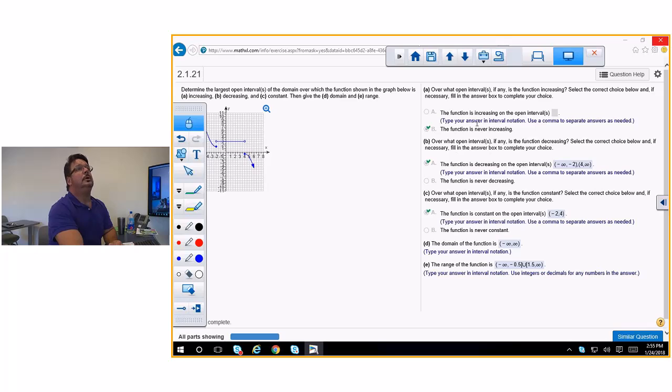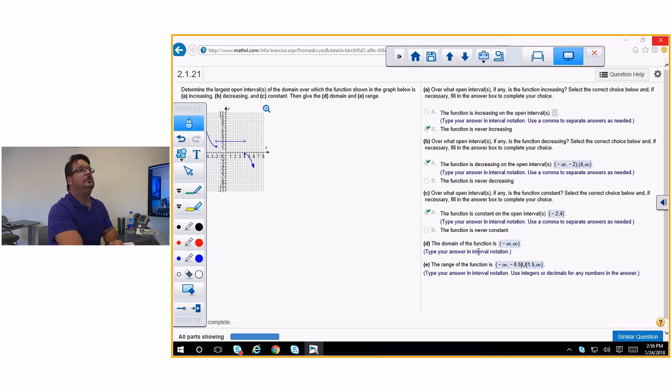Okay, I'm sorry. The function, where is it decreasing? From negative infinity to -2, right here, and from 4 to what? 4 to infinity. So that's decreasing here and decreasing here. I'm sorry, I might have said increasing on the previous one, but it was decreasing. And then right here is the open interval that is constant. And I think they'll ask right there, constant.